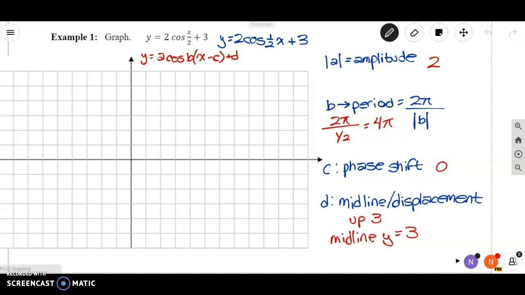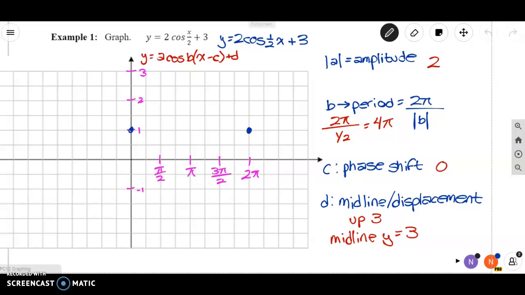Let's take a quick peek at what a regular cosine function looks like without any of these transformations. So I'm just going to put a scale on. That's nice and convenient for us. There we go. A regular cosine graph without any transformations starts at a value of positive 1. It has a period of 2 pi, which means after we go for the full period, we're going to end up at our maximum again.